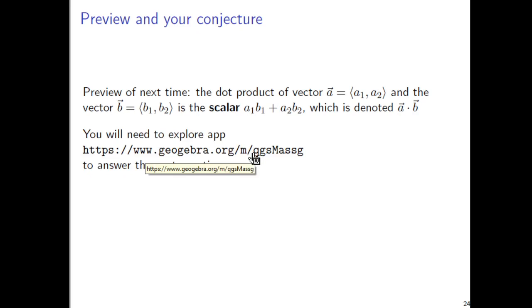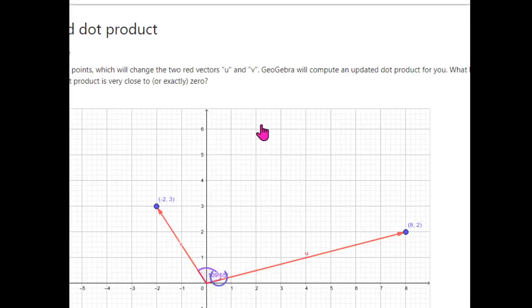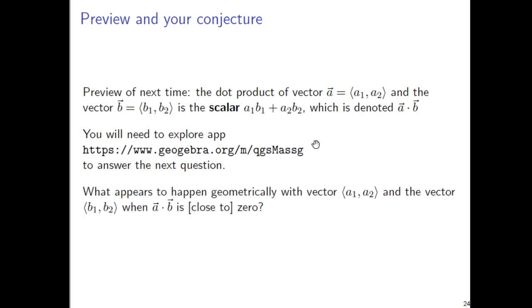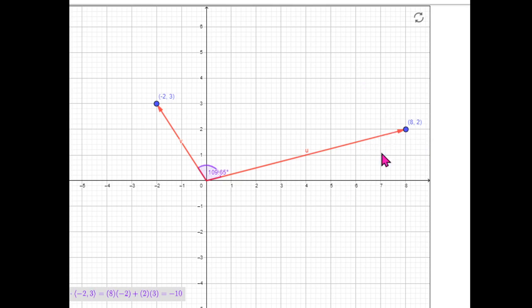You will need to use this app to answer the next question, so please open this app on your own. What appears to happen geometrically with the vector with components a1, a2 and the vector with components b1, b2 when the dot product is close to 0? Take a look down here, at least for the default as the screen loaded, the dot product of the two vectors, with all the work shown for you here, ends up being -10.